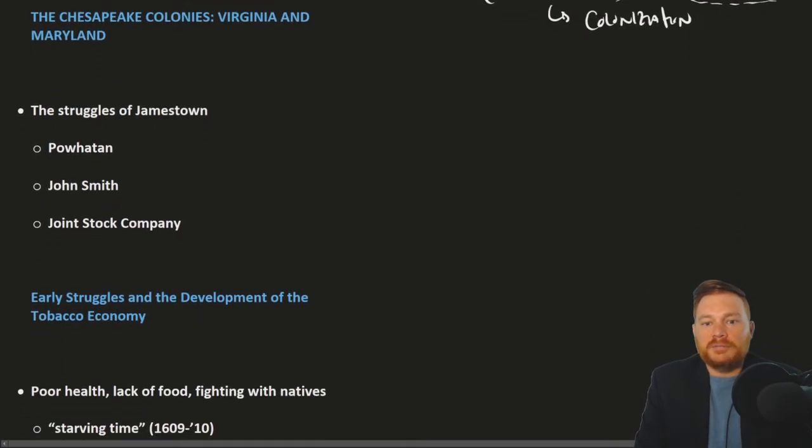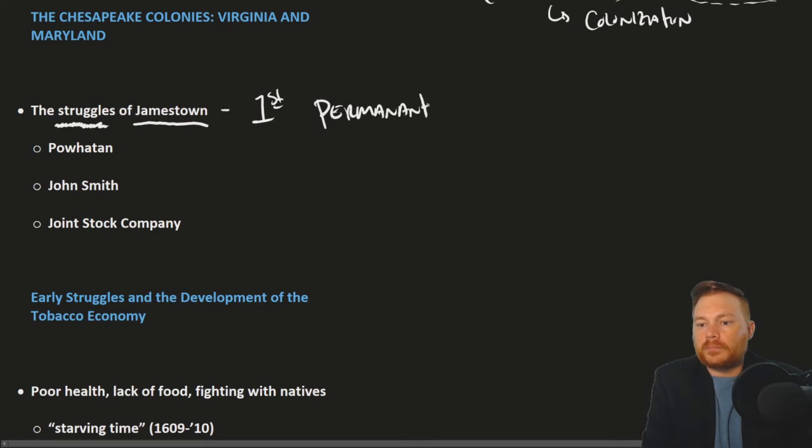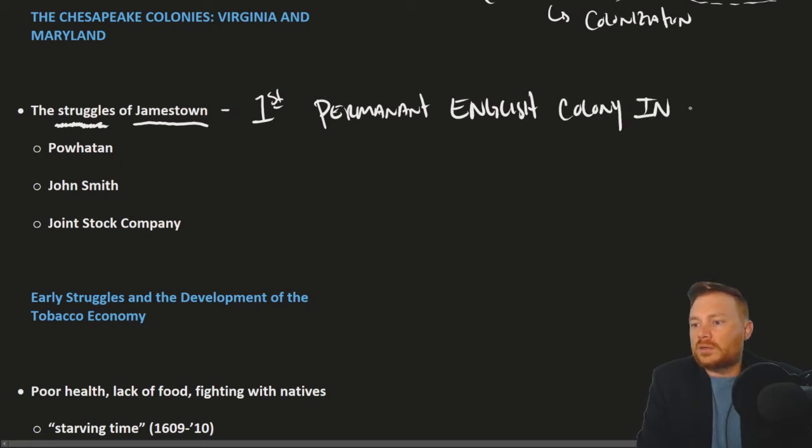In terms of the Chesapeake colonies, one way to describe them is that it was a struggle. Recall Jamestown. This is very important. Jamestown is the first permanent English colony in, we'll say, North America, in the New World.